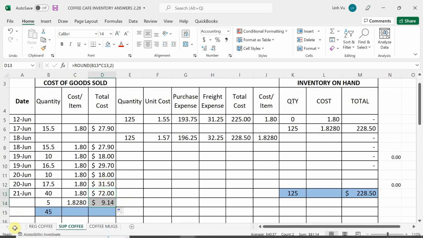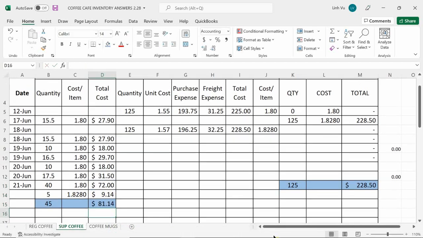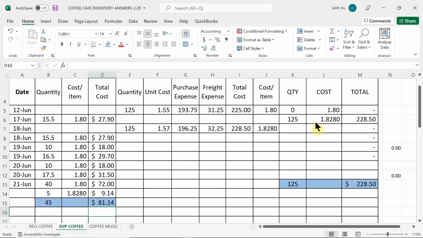Okay, $9.14. So all I have to do is add these two numbers together. Okay, so it's $81.14. Now I need to update my inventory because now I don't have 125 anymore, right? I sold 5, so I have 120 left.